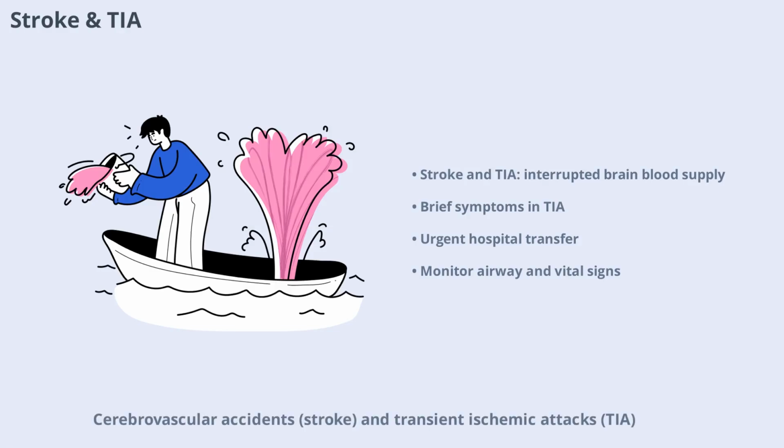Cerebrovascular accidents, stroke, and transient ischemic attacks, TIA, are caused by interrupted blood supply to the brain. Elderly patients with uncontrolled hypertension, diabetes, or atherosclerosis are at higher risk. TIA symptoms are brief and recover within 24 hours, including slurred speech, numbness, or temporary paralysis. Stroke symptoms include altered consciousness, headache, nausea, vomiting, facial paralysis, and hemiparesis.